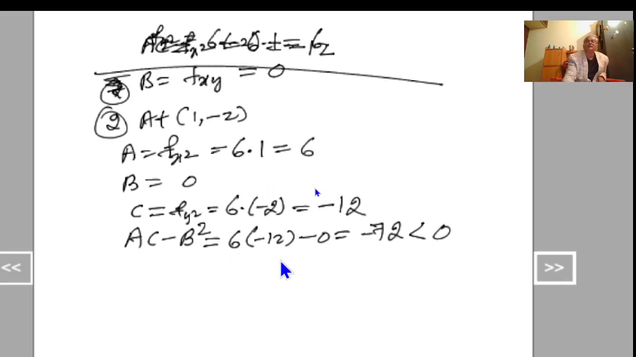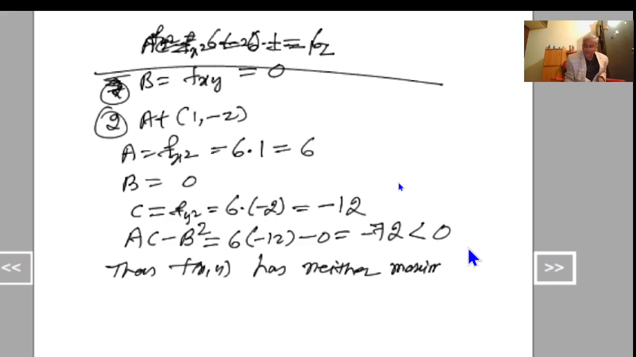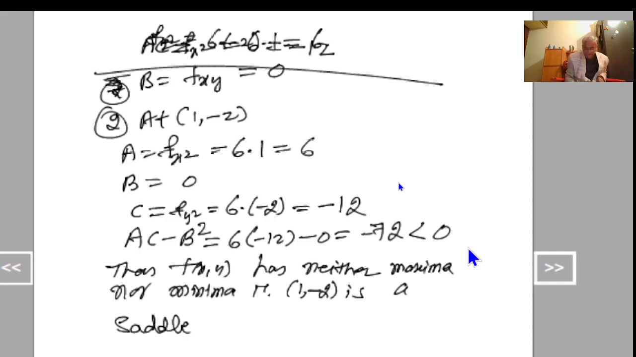So if we have AC minus B square less than 0, then f of x y has neither maxima nor minima. So that means 1 comma minus 2 is a saddle point. This is for the second point. And next I will go to the third one. Go to next page.